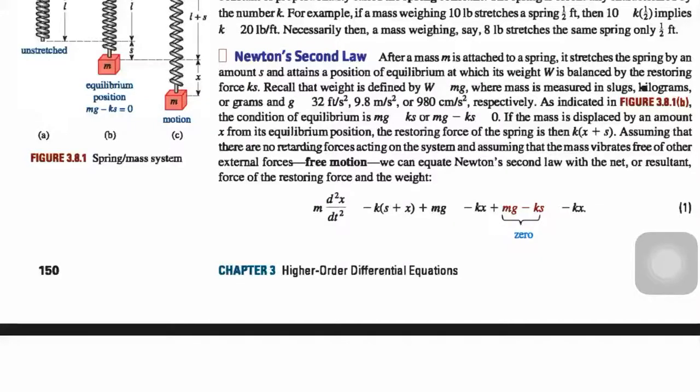So the next topic is Newton's second law. What is Newton's second law? It means after a mass m is attached to a spring, it stretches the spring by an amount s and attains a position of equilibrium at which its weight w is balanced by the restoring force.